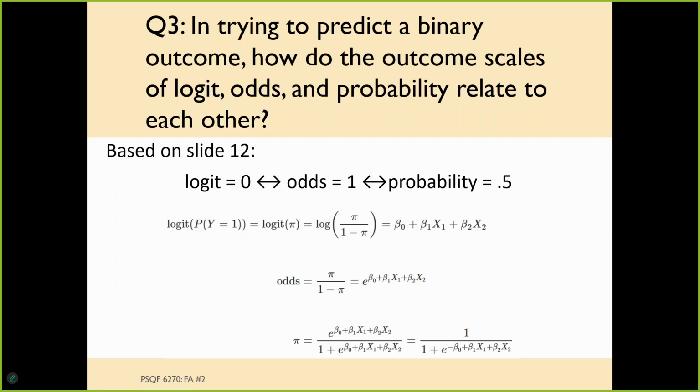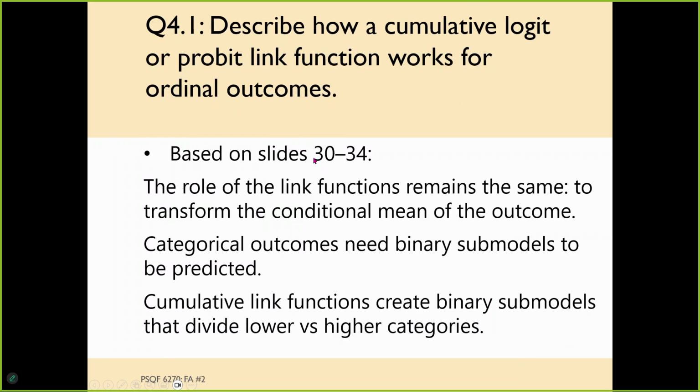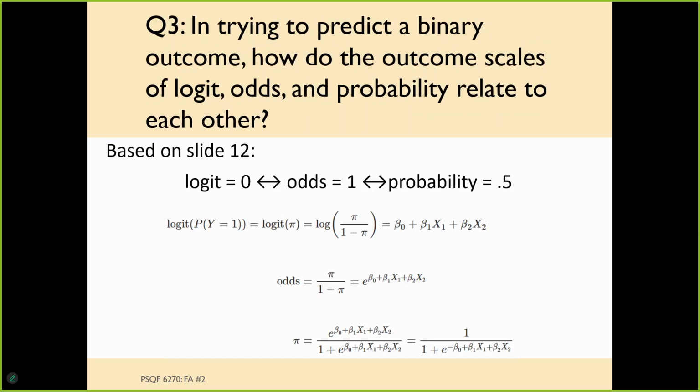Questions about this? Something that you think is not clear yet? Relationship between logit, odds, and probabilities. Do you feel confident? If that's the case, we can move on. Okay, awesome. Finally, describe how a cumulative logit or probit link function works for ordinal outcomes. Sorry, I have a question on the previous slide. Go back, just to make sure that I know the range.